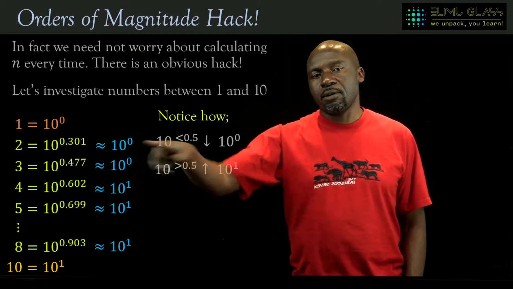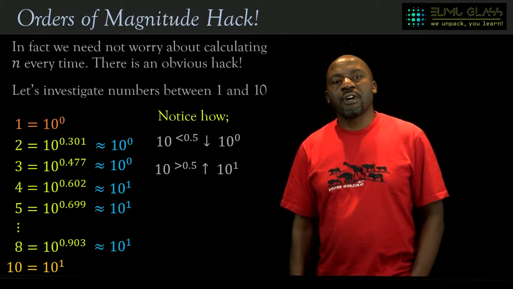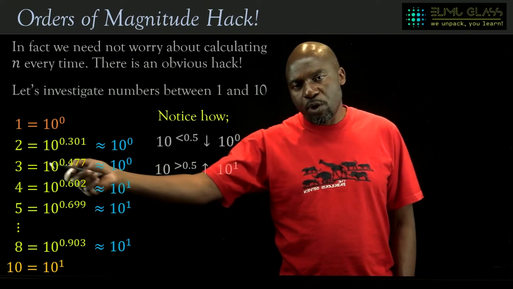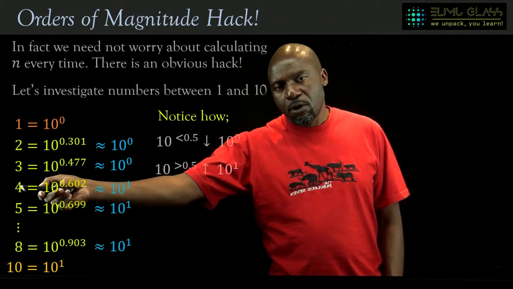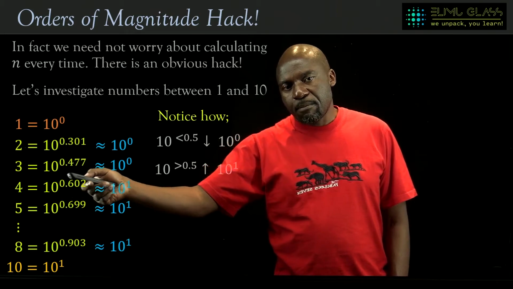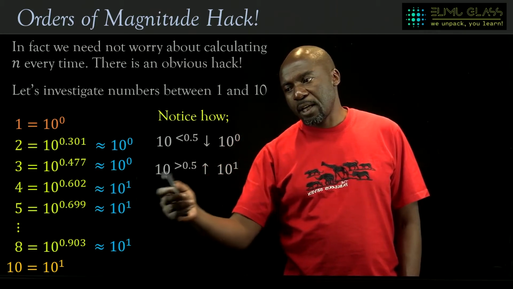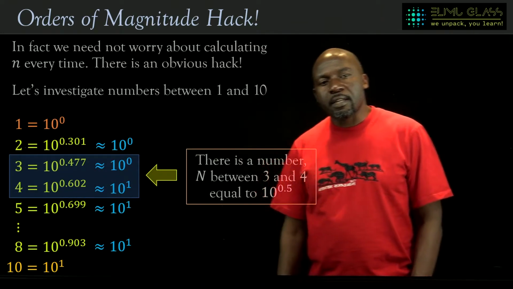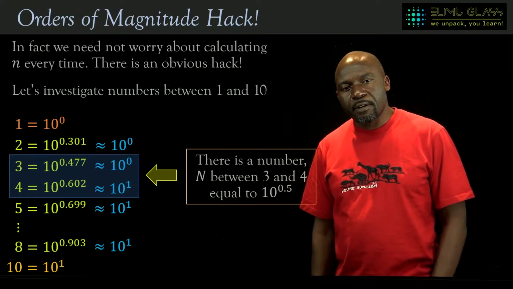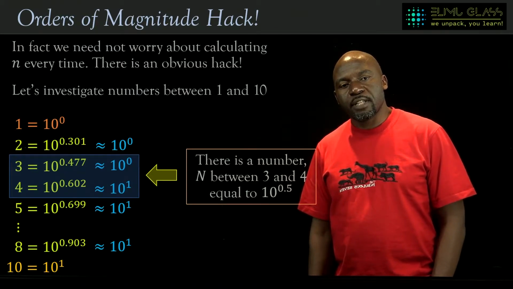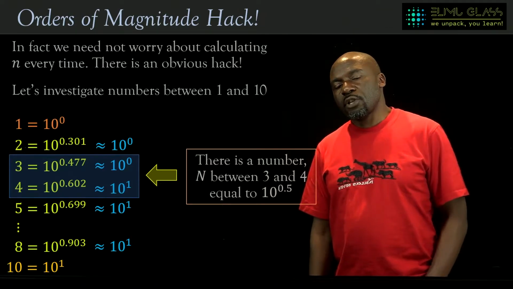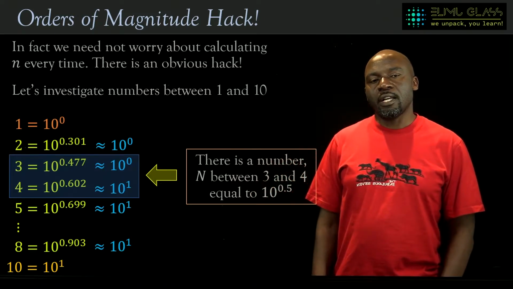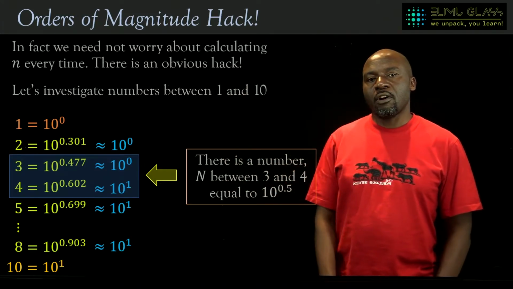If you look here, you should be able to notice that. And this is very important. What this is telling me is that there has to be a number lying between 3 and 4 whose log to base 10 must be 0.5, somewhere in there. So if we check somewhere right there in between, there is a number that lies between 3 and 4 whose log to base 10 is going to be 0.5. Which number is that? If we can find that number and remember it, then it becomes the magic number that we will use to hack the orders of magnitude.